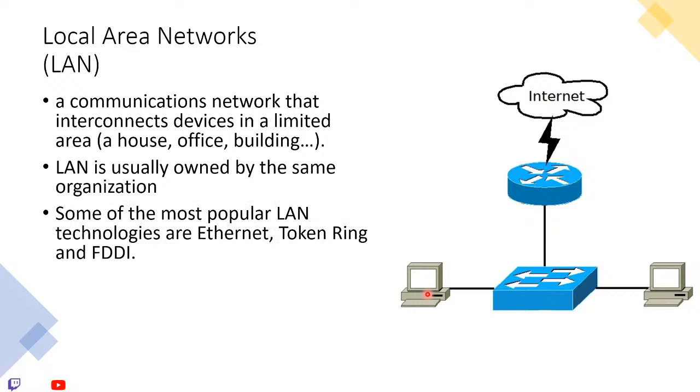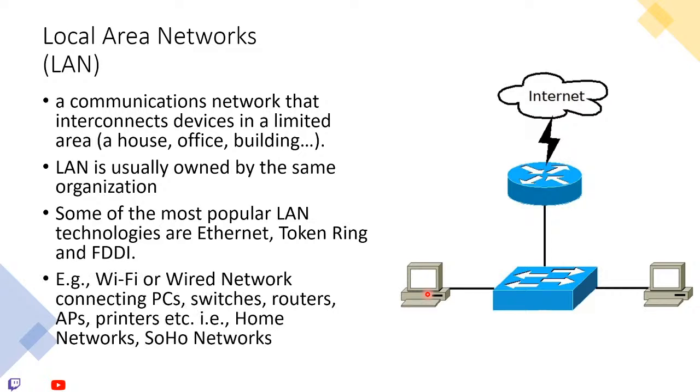So some of the most popular LAN technologies are Ethernet. By using the Ethernet cable, we can use the LAN technology, and the token ring and FDDI. So these are the other popular technologies for adapting to the LAN technology. So, for example, Wi-Fi or wired network connecting PCs, switches, routers, APs, printers, etc. For example, home networks or SOHO networks.